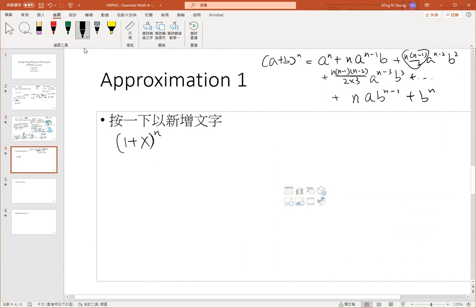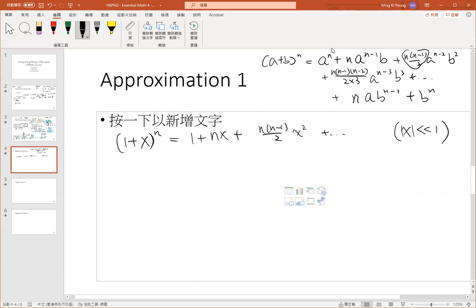So to do the approximation, let's say for this one, if n is an integer, then obviously a equals 1 and b is x. It gives you 1 plus nx, and then plus n times n minus 1 over 2 times x squared, and so on. I didn't write down the last term. But in this case, I would like to assume that x is much smaller than 1. It can be 0.1, that's fine. At least x should not be 0. x is less than 1, it's still fine.